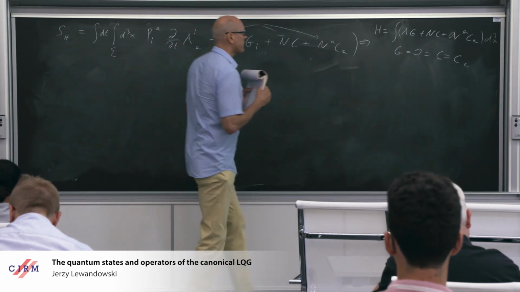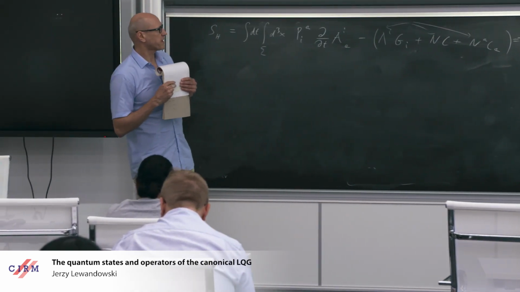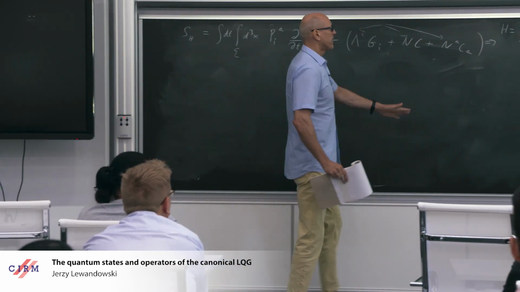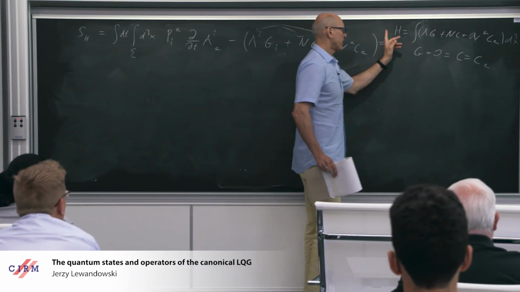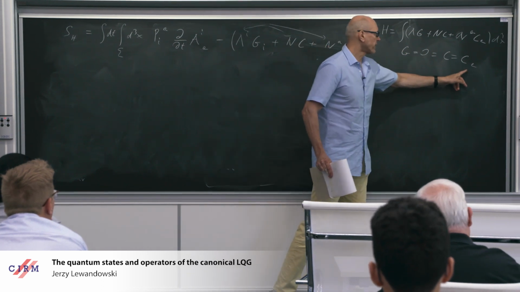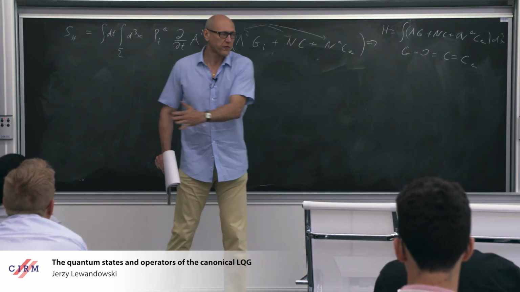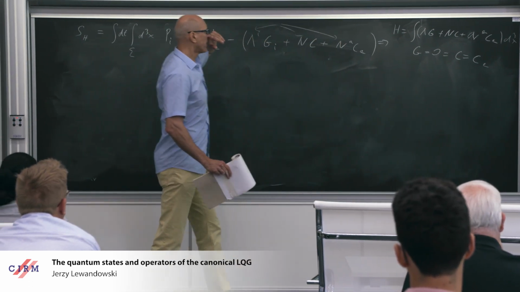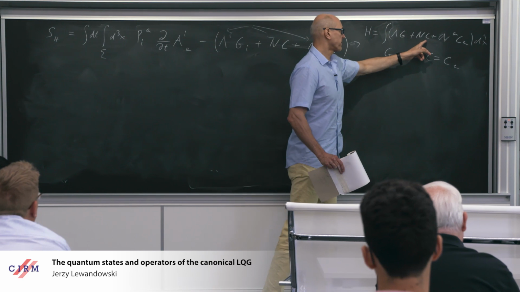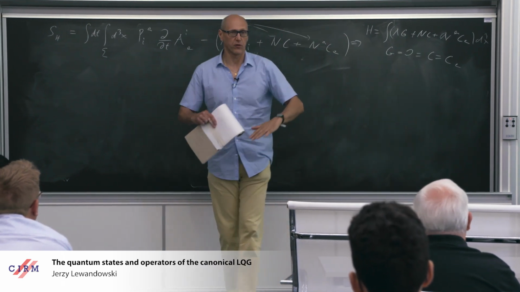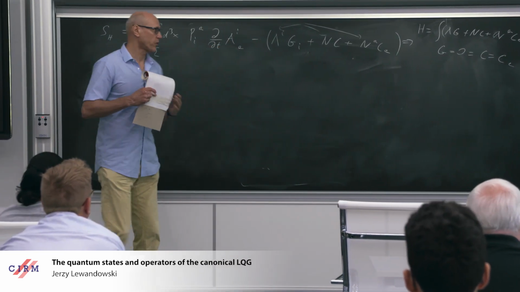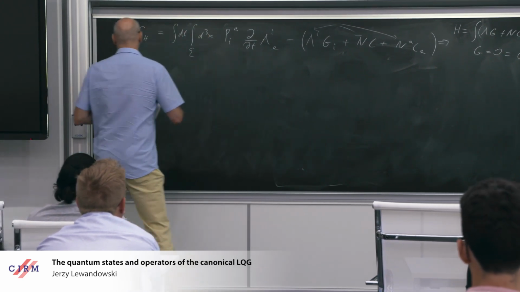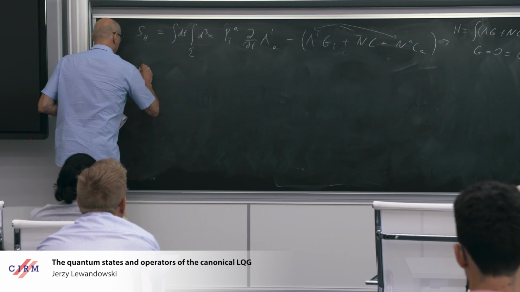So it means that we have gauge transformations in our theory. Now, this constraint generates diffeomorphisms. This constraint generates rotations of the frame. And this last constraint is most interesting. It generates evolution in the direction orthogonal to the Cauchy surface. And each of them is a constraint.